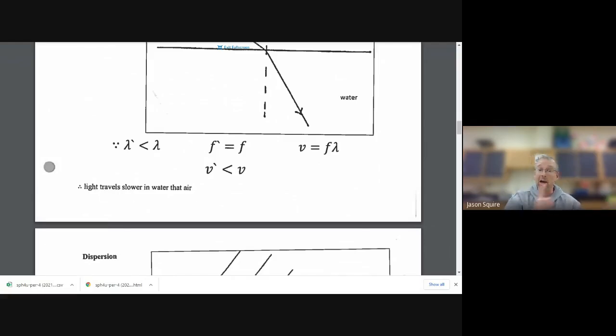Now compare that back to the particle theory. Particle theory said light particles move faster in water. Light particles move slower in air. This is where our two theories go in different directions. Can they both be right? No, they cannot both be right. One is going to be wrong and one is going to be right.